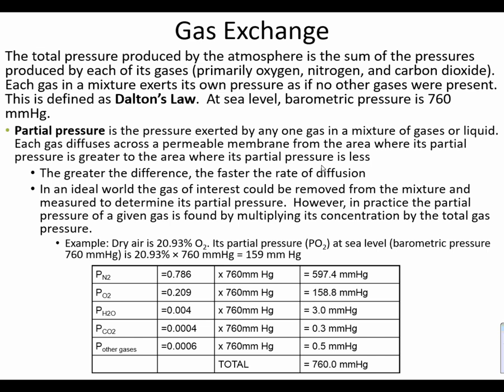Okay. Now, in an ideal world, the gas of interest could be removed from the mixture and measured to determine its own partial pressure. However, you have to take them and add them all together, multiplying just like we're doing here. 0.2093 or 20.93% times 760 will give you the partial pressure of oxygen. Okay, we could do the same thing for the others. But we're going to focus mainly on oxygen and carbon dioxide.